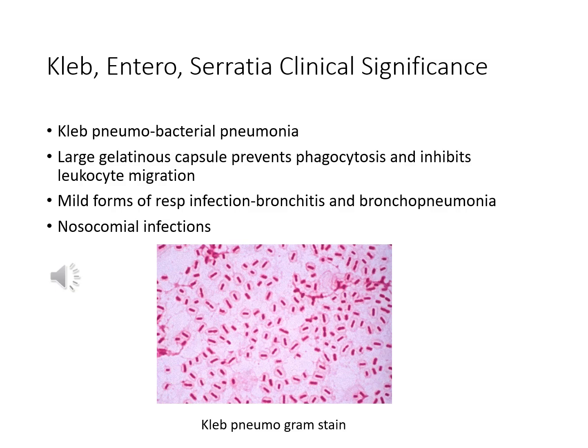So like the name implies, Klebsiella pneumoniae causes bacterial pneumonia. Klebsiella has a large gelatinous capsule, and it will be mucoid to the point where it could be dripping from the lid. So they're pretty slimy, snotty, mucoid-looking organisms that are growing. The capsule is there to prevent phagocytosis, and it can also inhibit leukocyte migration. Klebsiella can be responsible for milder forms of respiratory infections, such as bronchitis and bronchopneumonia, and it can also come from nosocomial sources.